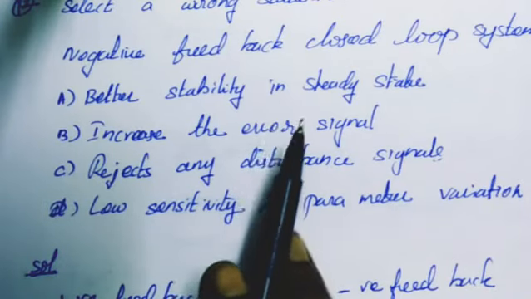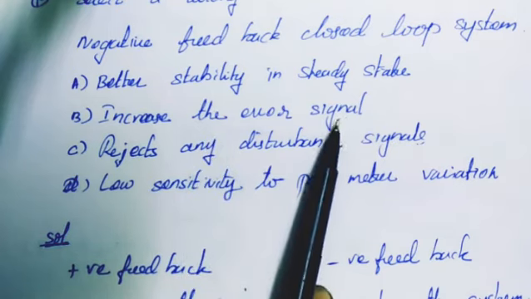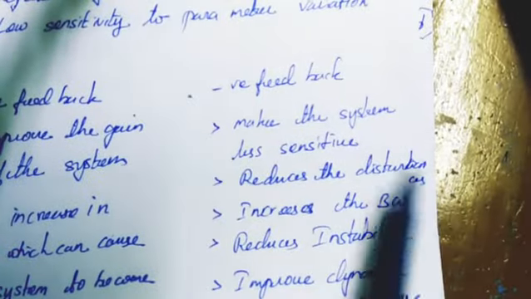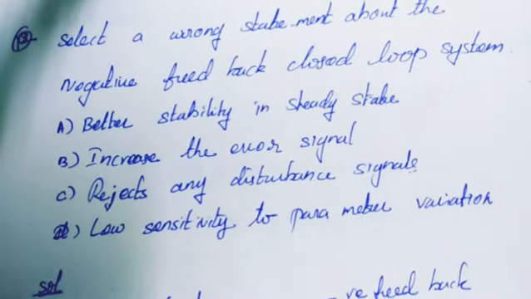Now we check the answers. Increases the error signal is the wrong statement, because negative feedback reduces the disturbance. As it reduces the disturbance, automatically the error signal will be reduced.